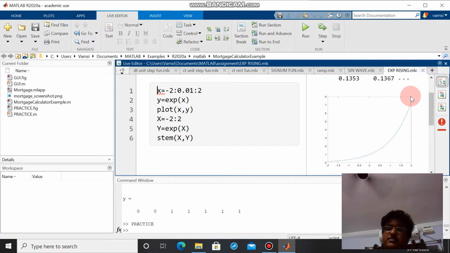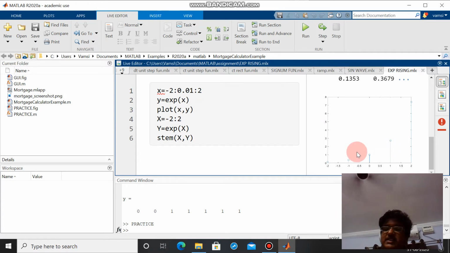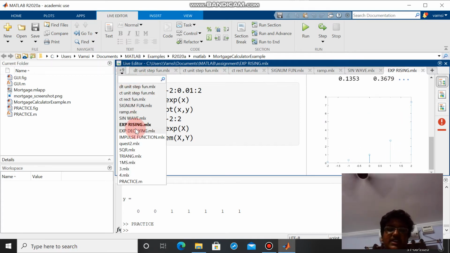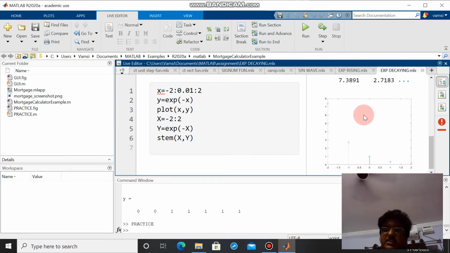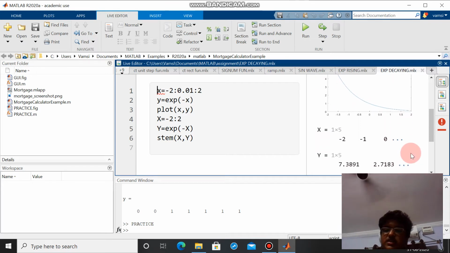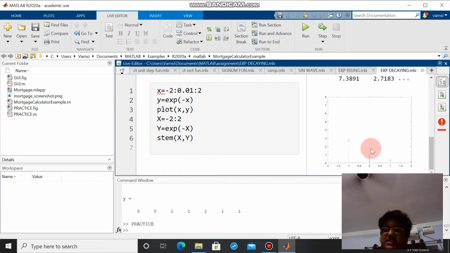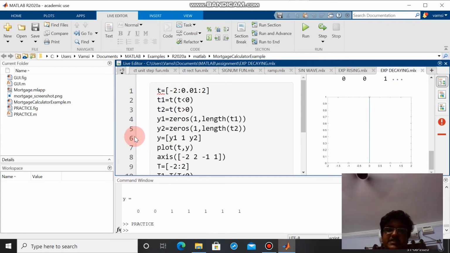So in continuous time domain we can see y is equal to e power x, and in discrete time signals we can see y is equal to e power x in this way. Next we will be having exponent decaying function. Exponent decaying function is basically nothing but y is equal to e power minus x, so it will be a decreasing function. So in continuous time signal we can see it here, and in discrete time signal we can see it here.